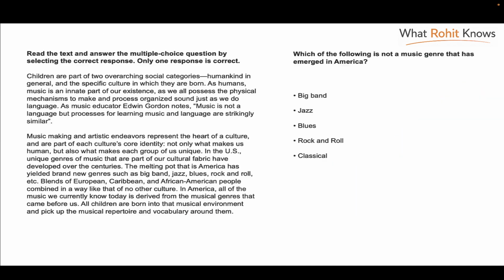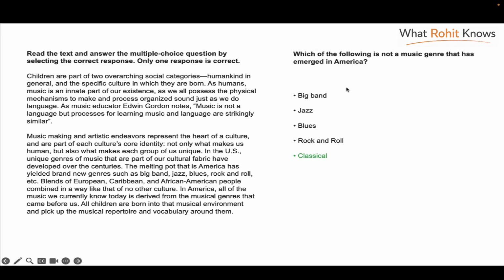Here is the next question for you. The correct option is last, classical. We'll again go back to our steps. The first step, read the question. Which of the following is not a music genre that has emerged in America? So it tells me that the passage is going to be about music in America, and specifically the types of music that have emerged in America.